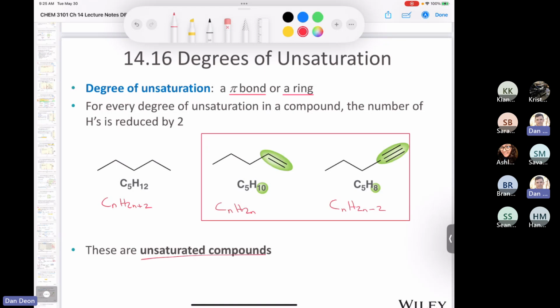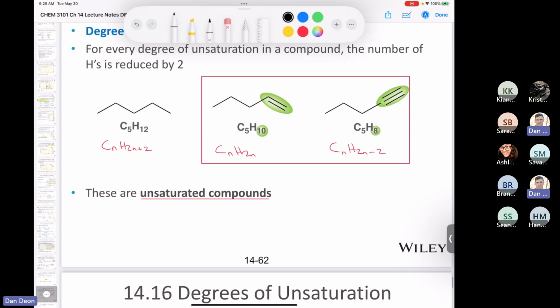Now, if you're wondering about a ring, what if we had a 5-membered ring like this? We have 5 carbons. And so what's our formula going to be? It's going to be C5H10. So if we have a cycloalkane, we'll put here cycloalkane.